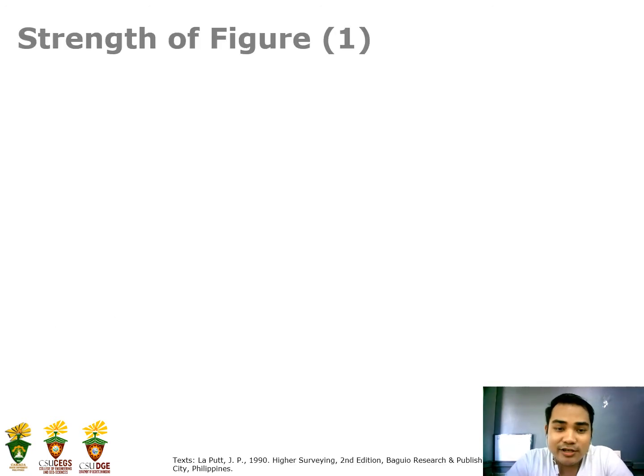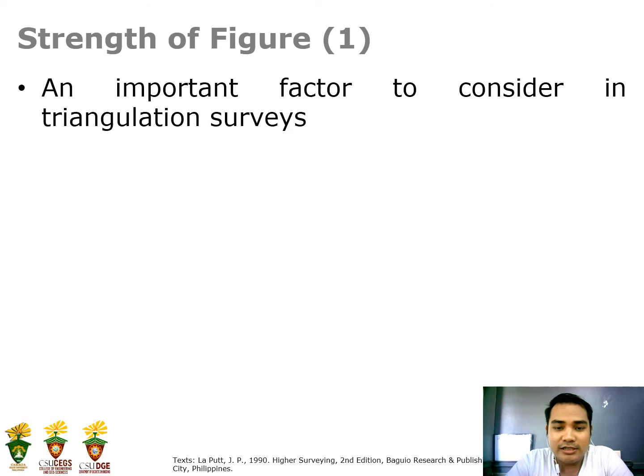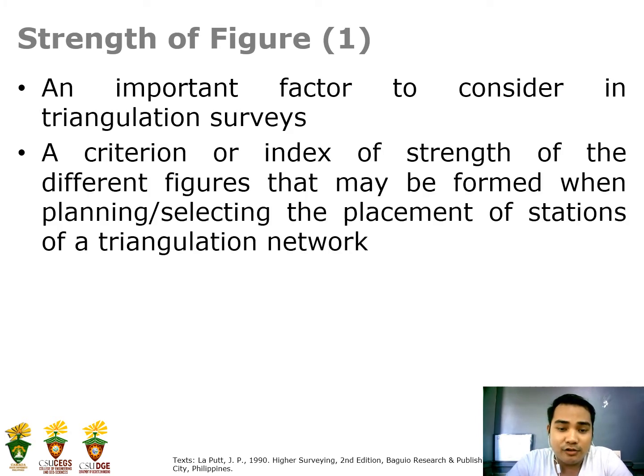So when we say strength of figure, it is an important factor to consider in triangulation surveys. It is a criterion or index of strength of the different figures that may be formed when planning or selecting a placement of stations of a triangulation network. It helps determine the best route, or the most suitable triangulation series, to come up with the distance of the unknown side.